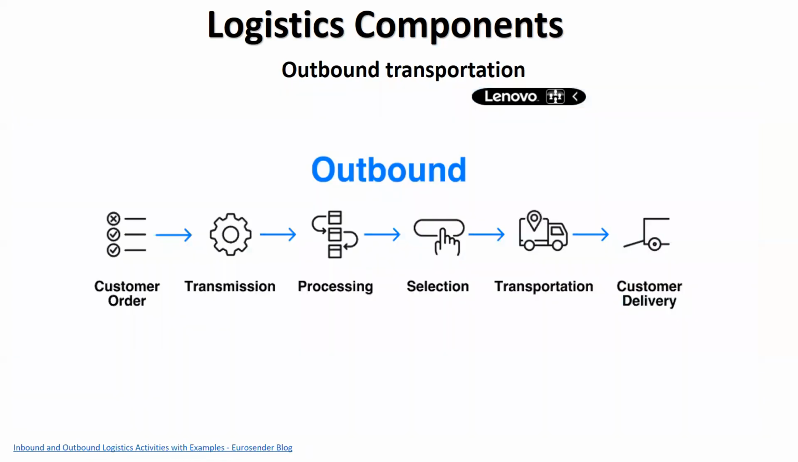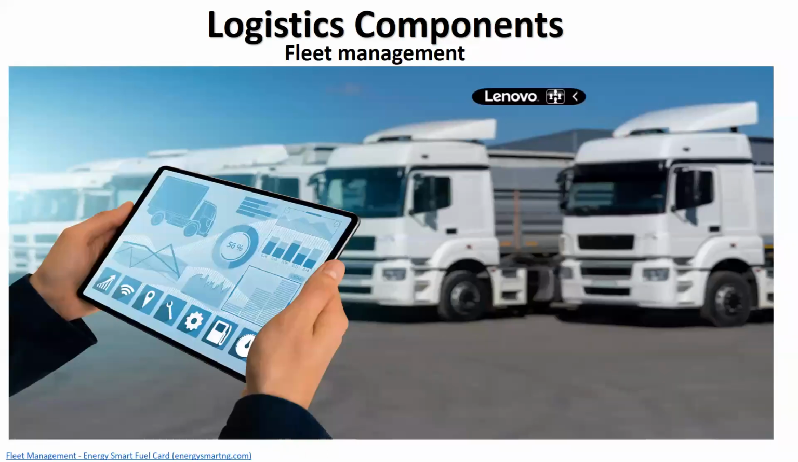Then we have the outbound, this one going out of the organization. Most times it's about finished product. That is what it's all about, finished product. The organization is transporting that outside, most times to the distributors or to the customers. We call that outbound transportation.